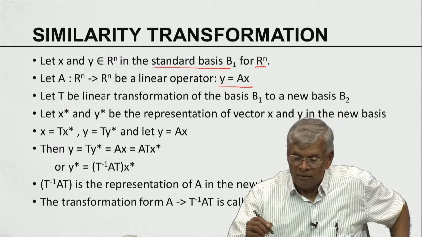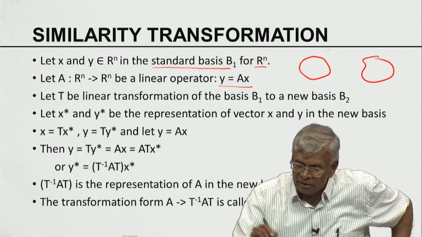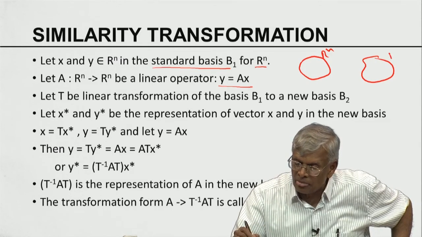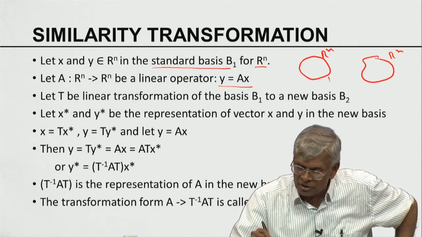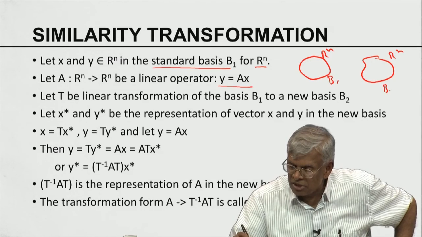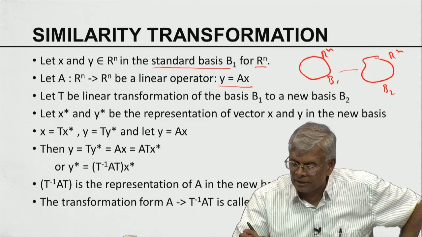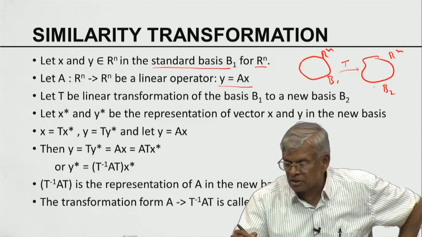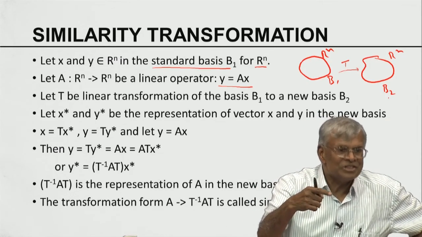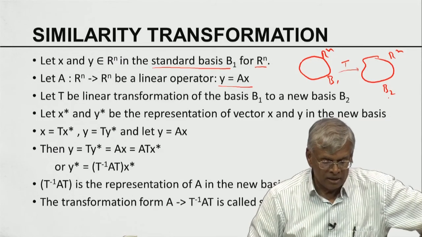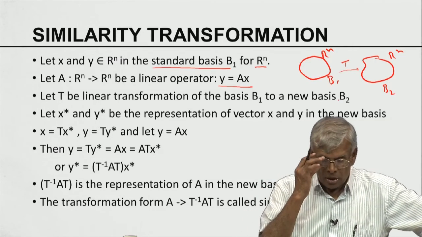So now let us think of it. I have Rn in one basis, I have Rn in another basis. The basis for this is B1, the basis for this is B2, and we know that there is a linear transformation T that can map the basis B1 to B2. We have already seen B1 was E, B2 was G, you remember that from the last slide. So T is the linear transformation from basis B1 to the new basis B2.